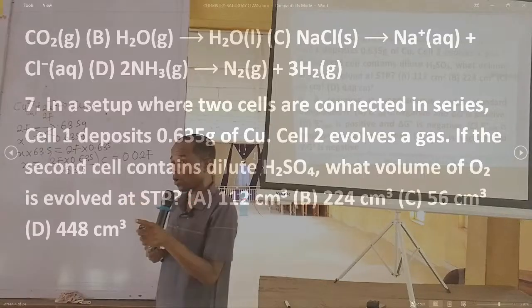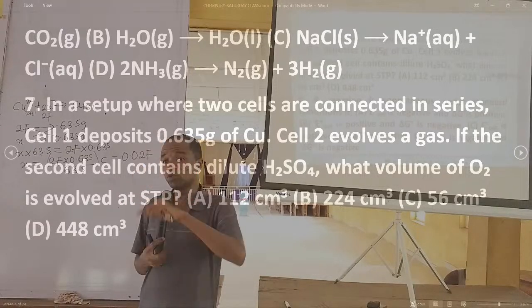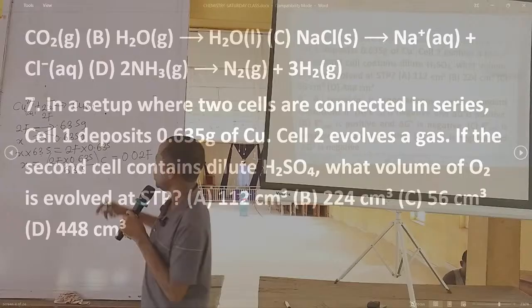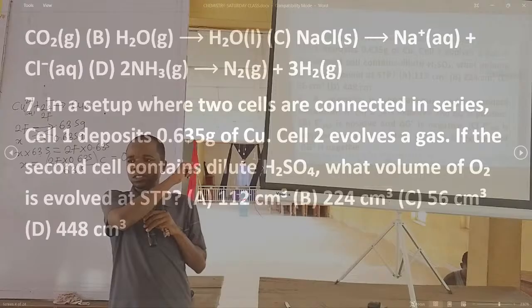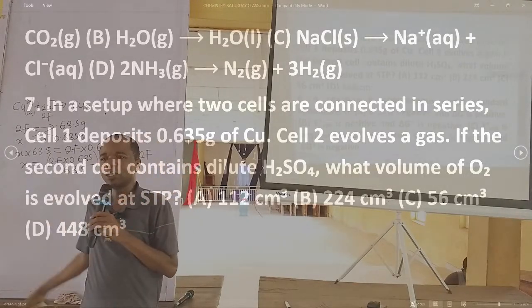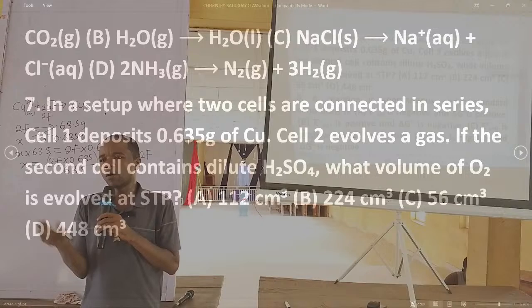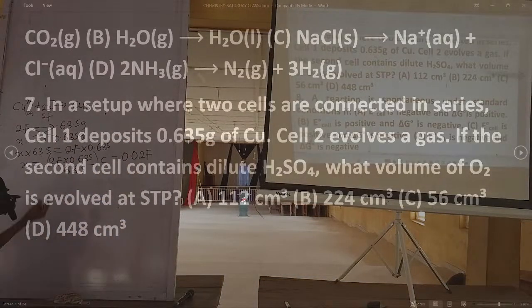And don't forget what the law says. When the same quantity of electricity passes through different electrolytes, it means that this same 0.02 Faraday that deposited 0.635 gram of copper will also liberate the oxygen gas we are looking for. All we need to do now is find out where the oxygen will come from. Oxygen always comes from what? From water, isn't it? And all we need to do is write the balanced equation for that.